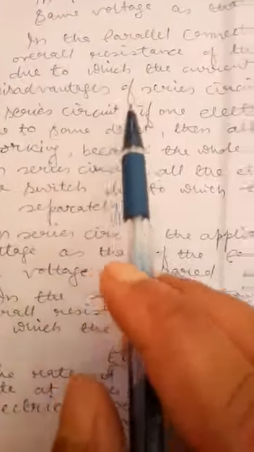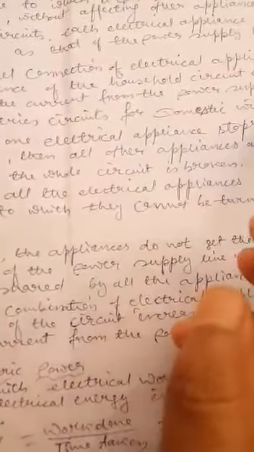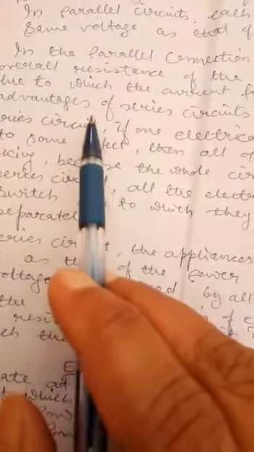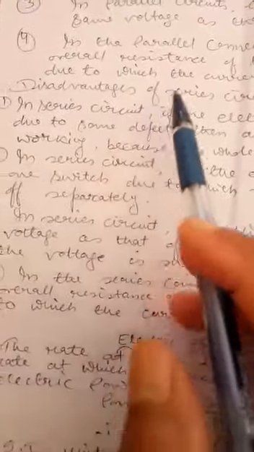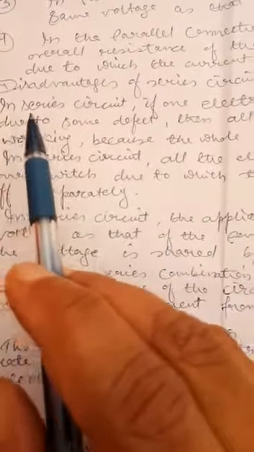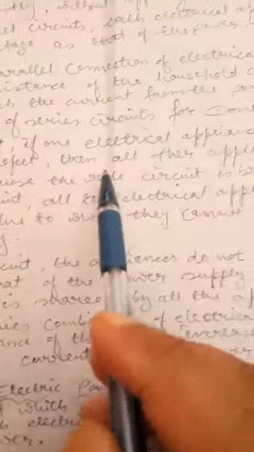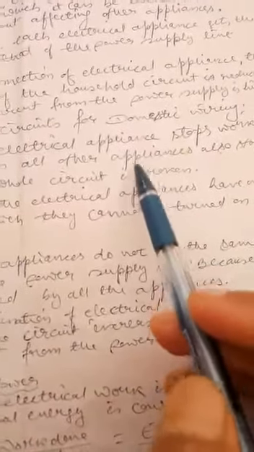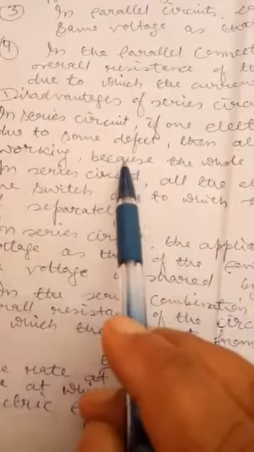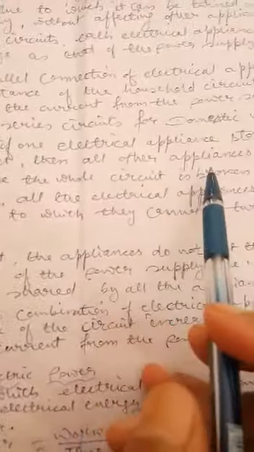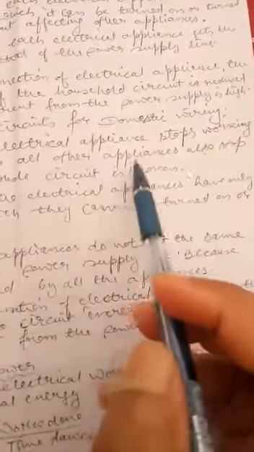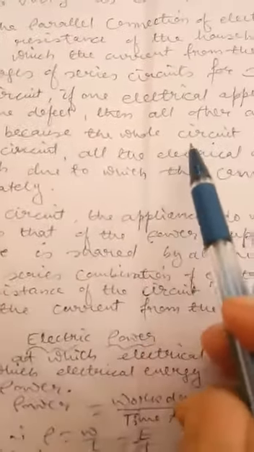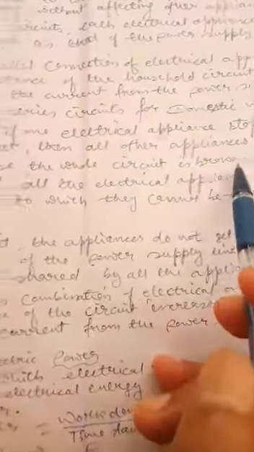Now, disadvantages of series circuits for domestic wiring. If domestic wiring is done in series, then what are the disadvantages? Dear students, first disadvantage you will note down. In series circuit, if one electrical appliance stops working due to some defect, then all other appliances also stop working, because the whole circuit is broken.